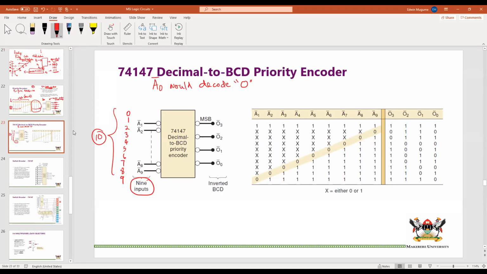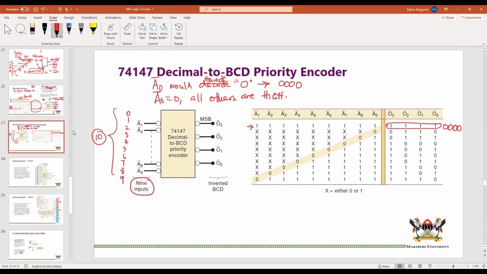If A0 was 0, we would be encoding 0. But what is the code for 0? The code for 0 obviously is 0000. That is the BCD code for 0. Now, when A0 is active, is 0, all others are high, right? So let us look at the scenario of when all others are high. When all others are high, as in this case, our code is actually 0000. Obviously, in this case, it is inverted, but we can see that that is the code.